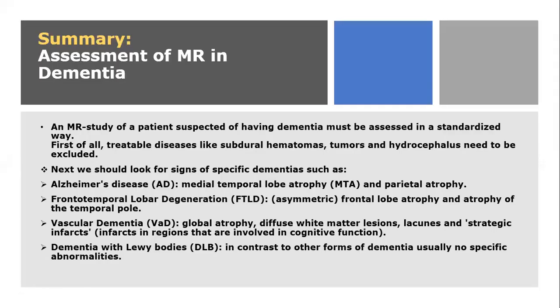Summary: assessment of MR in dementia. An MR study in patients suspected of having dementia must be assessed in a standardized way. First of all, treatable diseases like subdural hematoma, tumors, and hydrocephalus need to be excluded. Next, we should look for specific signs of dementia.